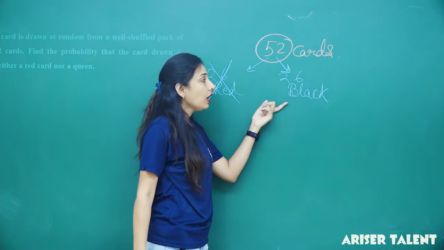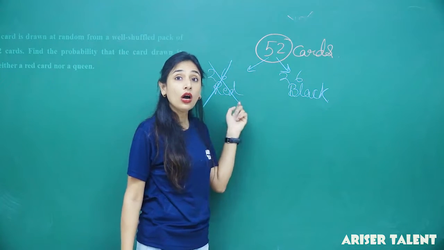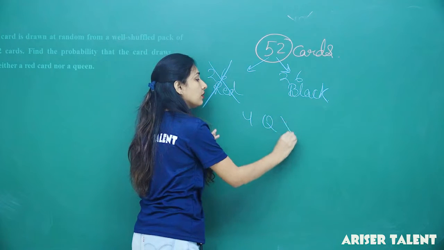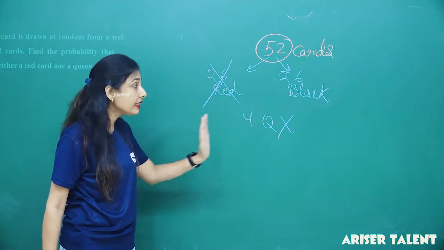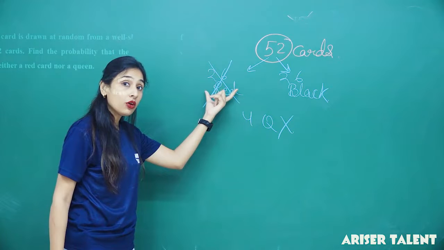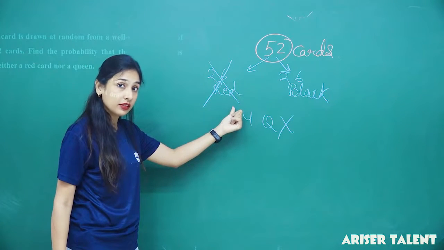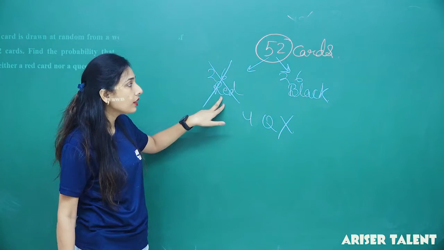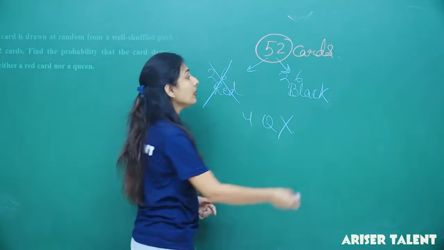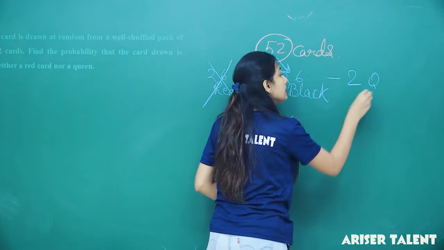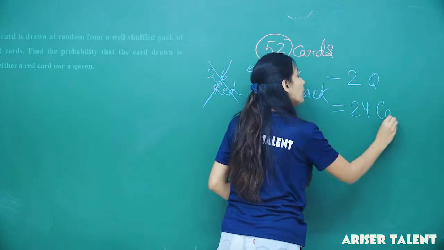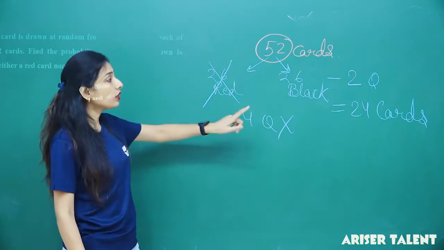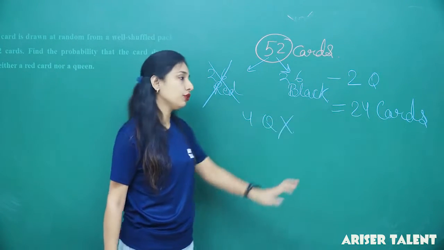It's saying queens are not allowed. Now, how many queens am I having? 4 queens I am having. 4 queens are not allowed. But, wait here. 2 queens were already eliminated when you eliminated the red ones. So, you have to keep in mind that you have removed 2 queens already. So, you have to remove only 2 from them. So, minus 2 queens, that will be equal to 24 cards. So, the number of favorable outcomes are now only 24.